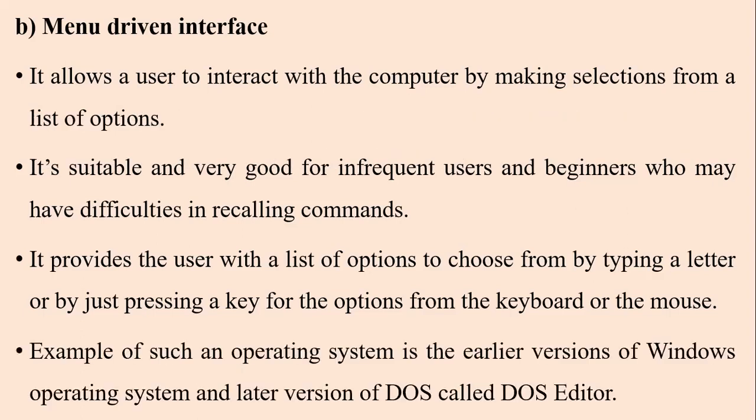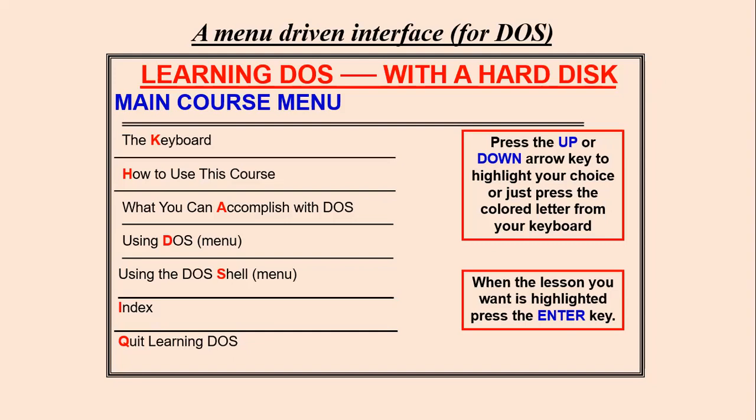An example of such an operating system was the early versions of Windows operating system and the later versions of DOS, for example, the DOS editor. And this is an illustration of a menu-driven interface for the disk operating system. You can see that we have a list of activities you can perform. If, for example, you press Q or K, that will take you to the keyboard.